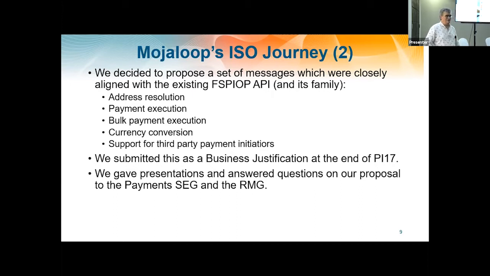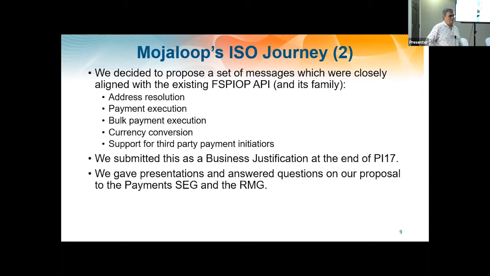The SEG in the ISO world stands for Standards Evaluation Group, and it is a specialized area that deals with a particular part of the payments landscape. So there is a payments one, for instance. There is a securities SEG. There is a cards SEG. So they are the specialists in a particular area.